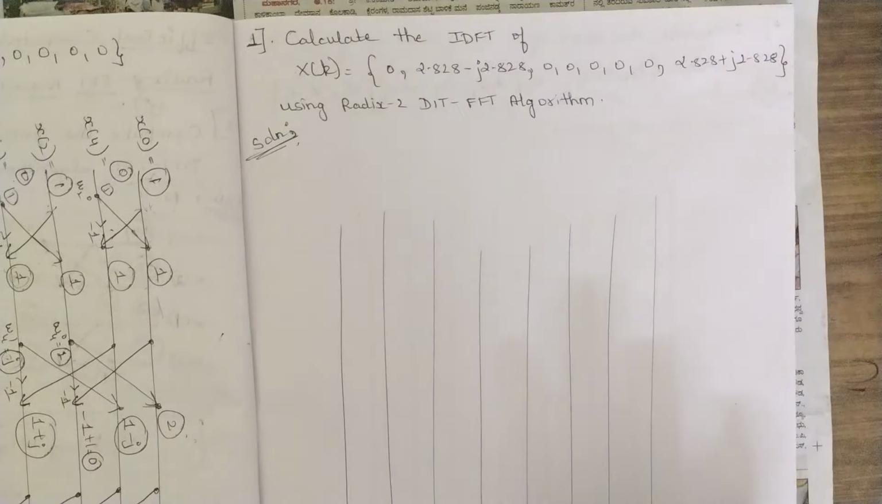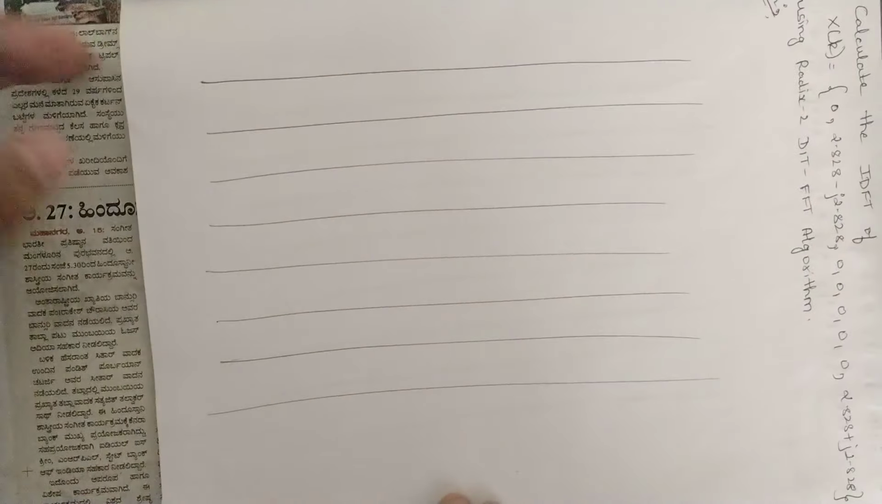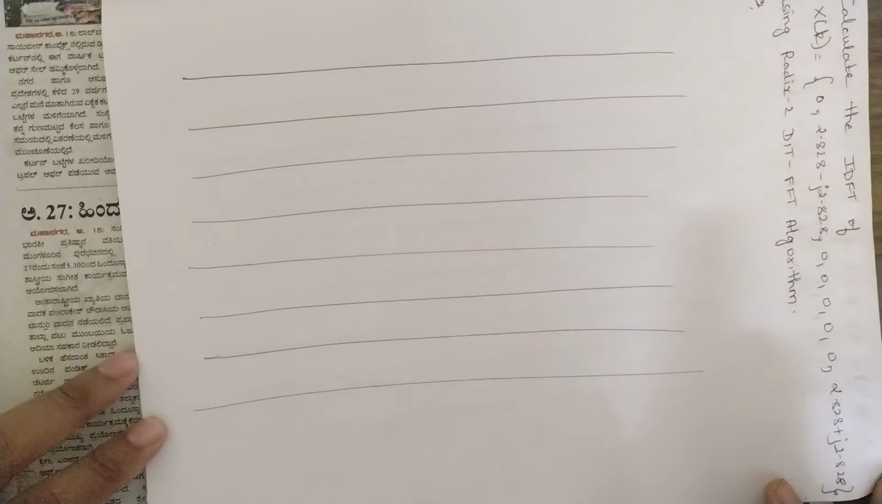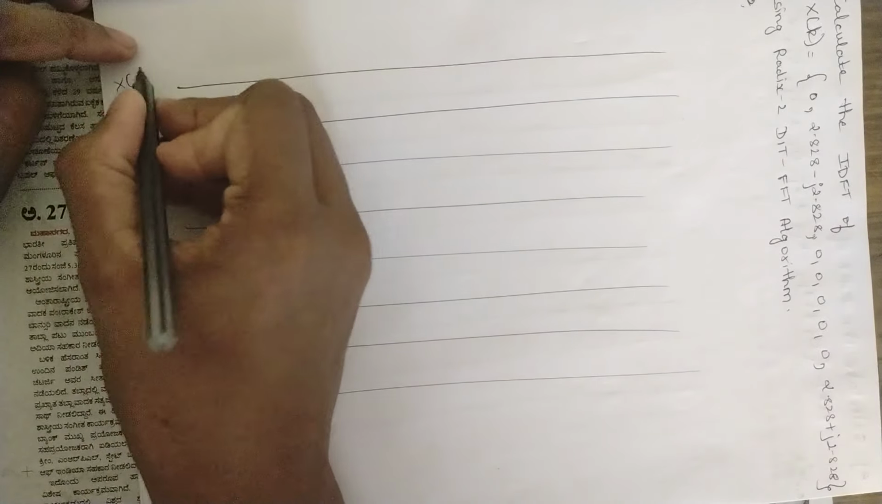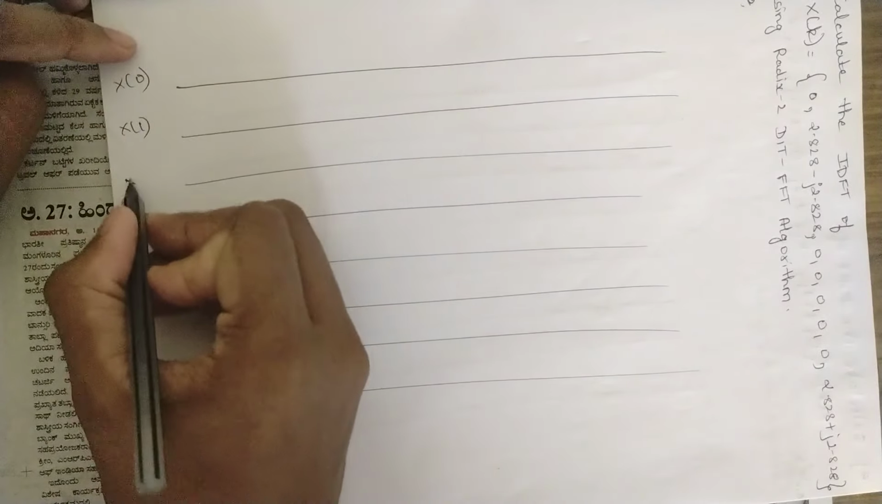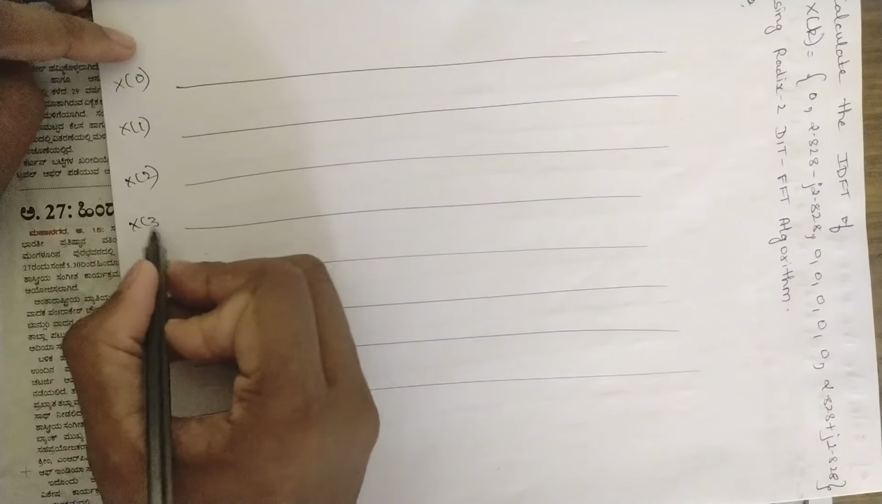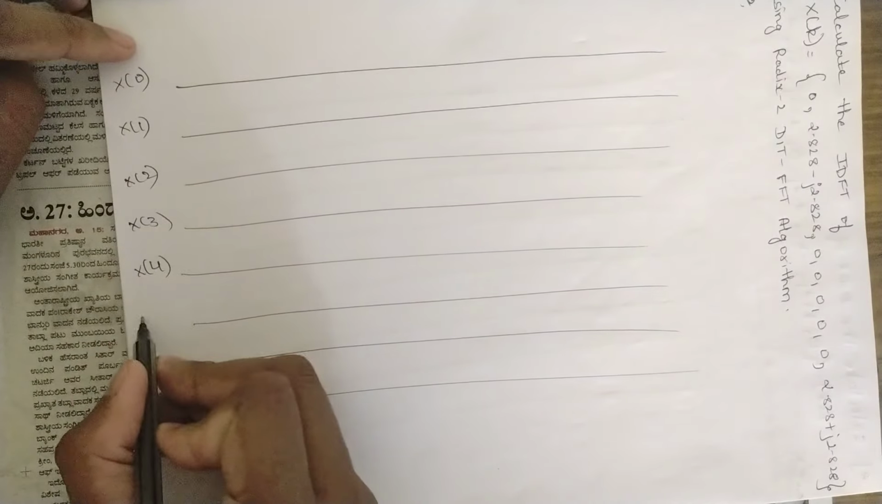Here I have drawn the sequence and the lines. First we should write all the inputs and outputs. In case of IDFT, the inputs would be in sequence order, as I have told you.